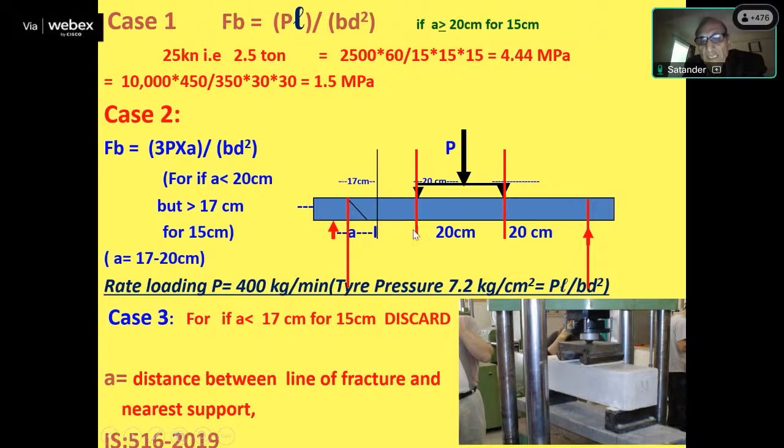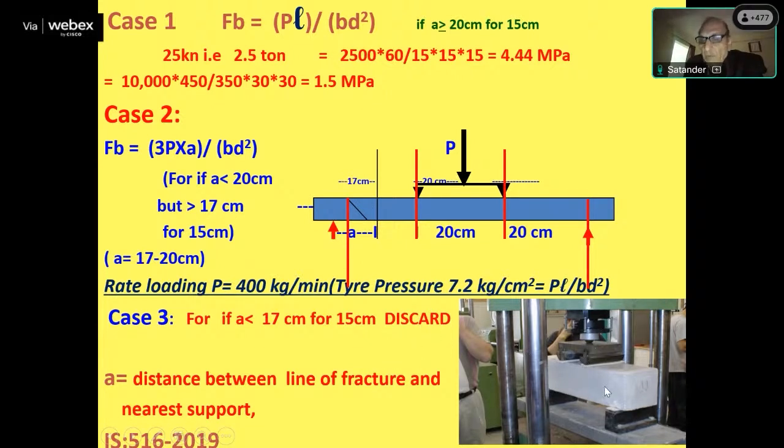If the crack occurs between the two supports, then only this formula applies. If the crack occurs after 17 centimeter till here, then this formula is to be used for finding the flexural strength. A is the distance of the crack. If the crack occurs less than 17, you have to discard it. It is poor quality concrete. You should not take this value into the average.